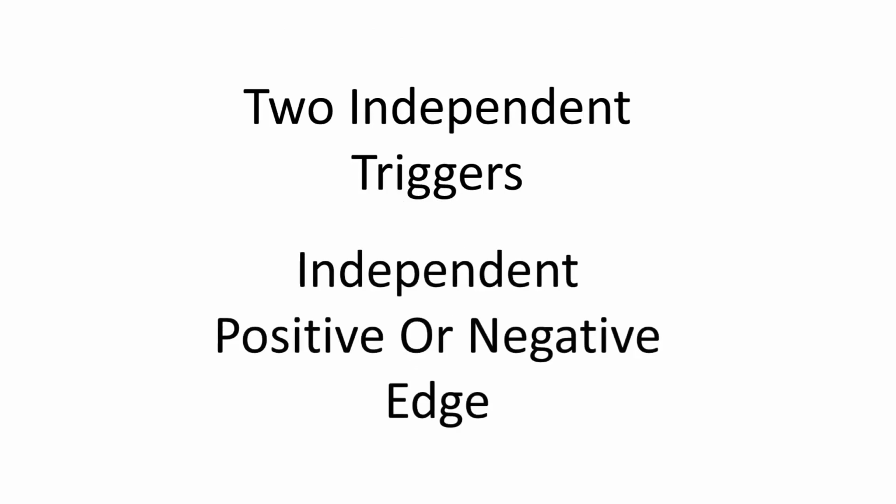So, and then there's 2 independent triggers on there, T0 and T1. Now these can both be independently set as positive edge or negative edge. So you can have one of them as positive and one as negative, or both positive or both negative. And if either of them trigger, that's when the software will start sampling.